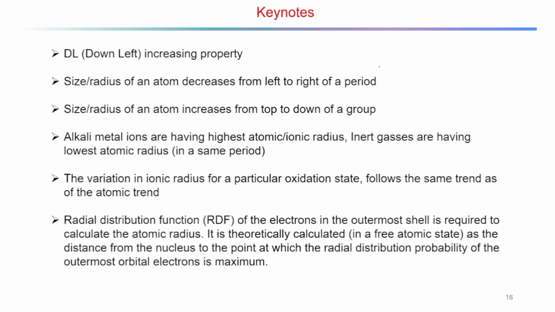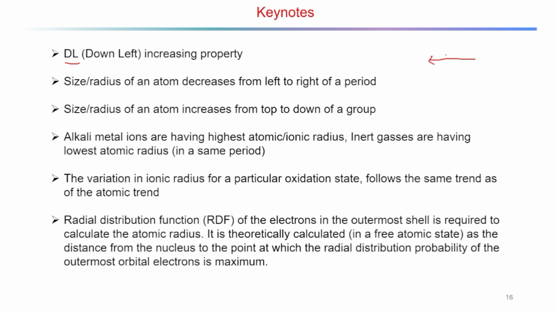So what we have learned in this segment. From this segment, we have seen that the trend of atomic radius is actually a DL property, down left property. So it increases in the down and left side. And the size or radius of an atom decreases from the left to right of a period. We have also learned that the size or radius of an atom increases from top to down of a group. So what we have observed is that from left to right, it decreases, right? So we can see from right to left, it actually increases.